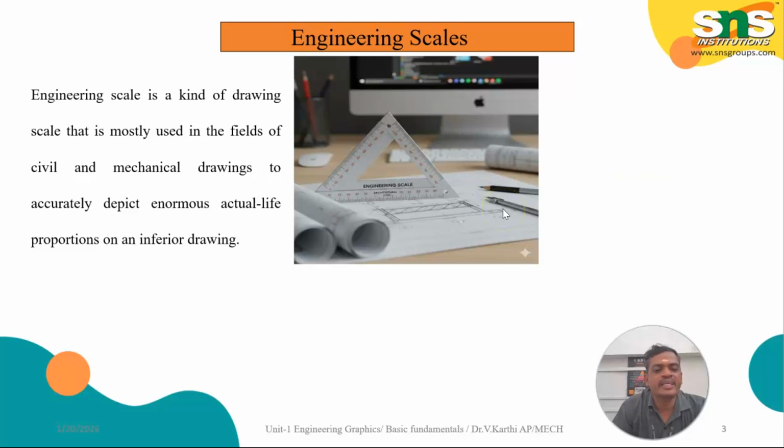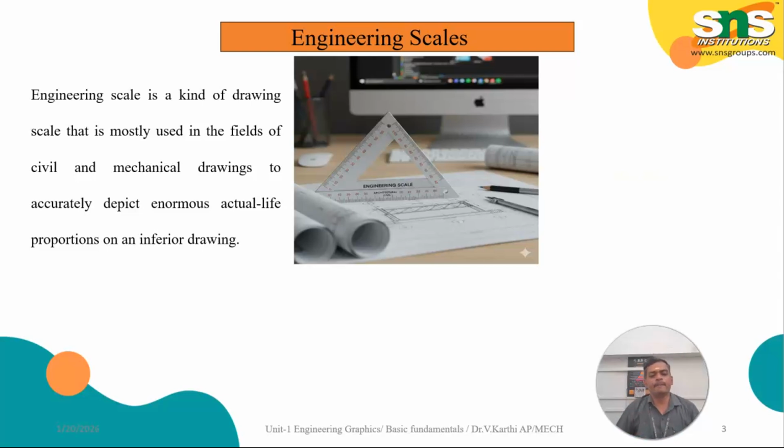Next is engineering scale. Engineering scale is the ratio of the length of the drawing to the corresponding actual length. The scale equals drawing length divided by actual length. The purpose of scale is to represent very large objects, that means buildings, roads, etc., and very small objects, such as machine parts, bolts, mating components, whether circular, rectangular or unusually shaped, while maintaining professional accuracy.